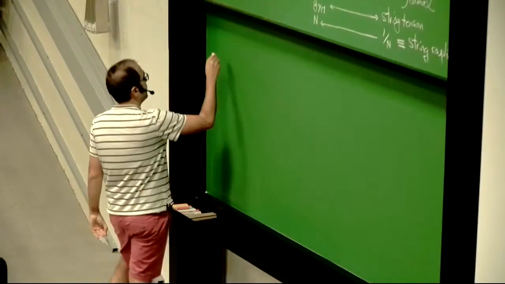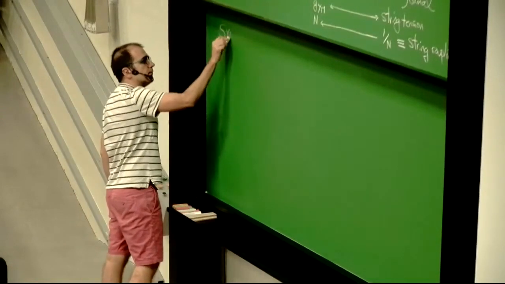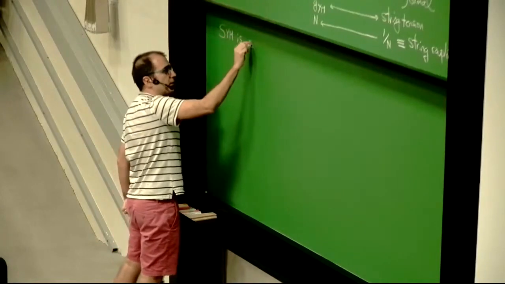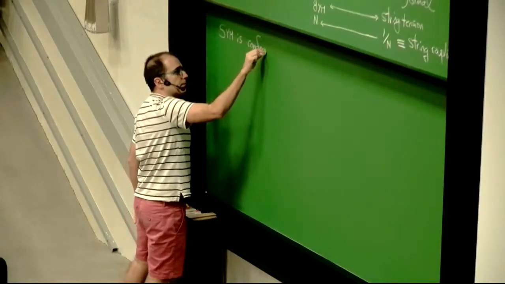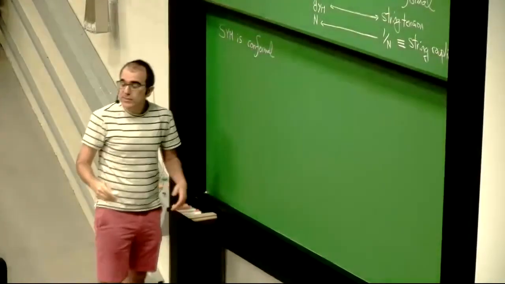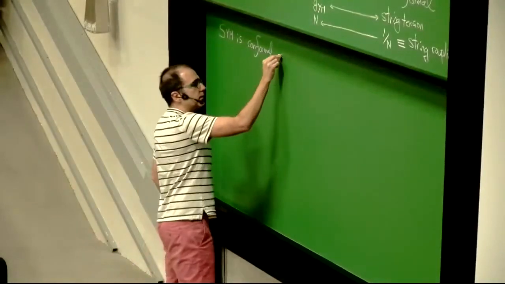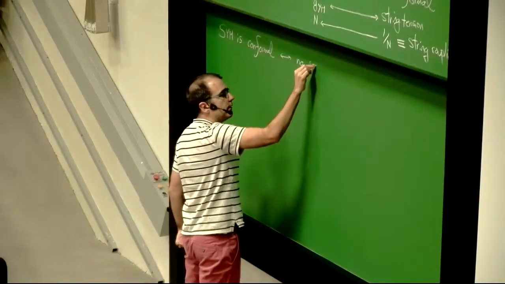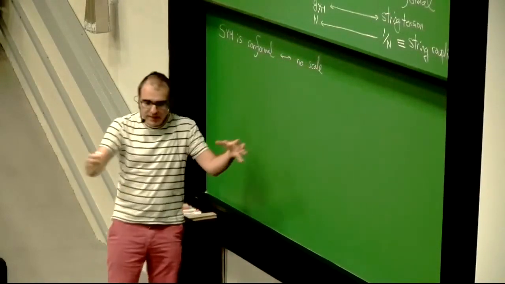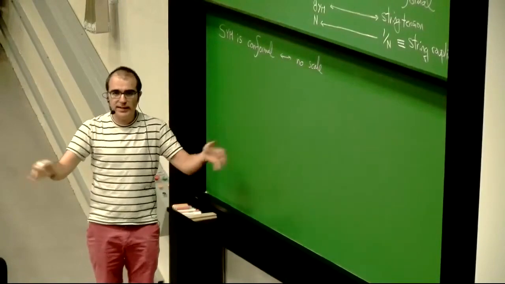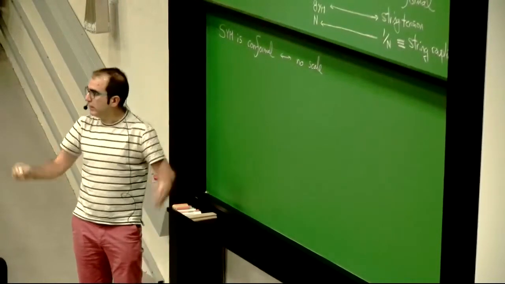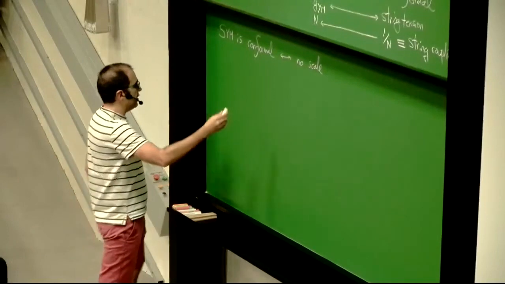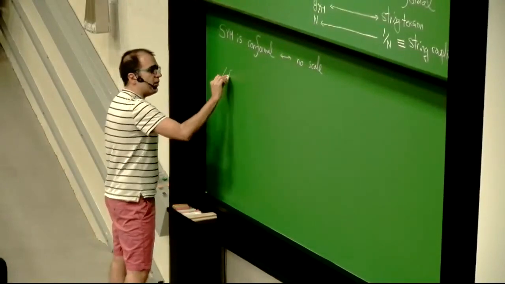Now, as I said, super Yang-Mills is conformal, right? So it means there's no scale. So if you zoom in, zoom out, the theory is the same. It's like at the phase transition. There's no particular scale. And therefore, your theory will have operators.